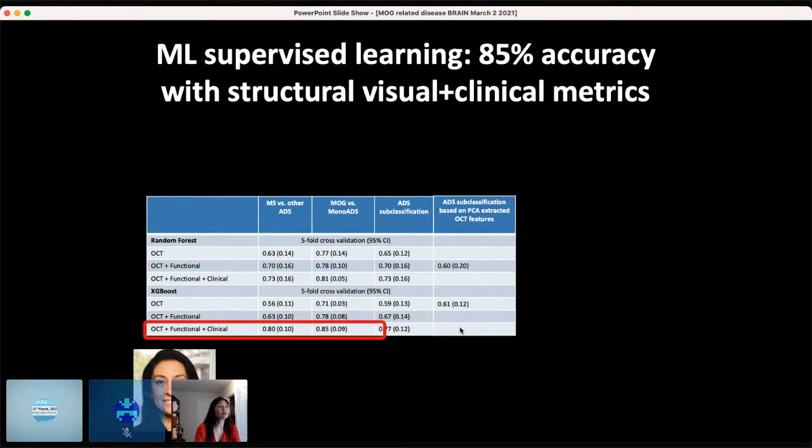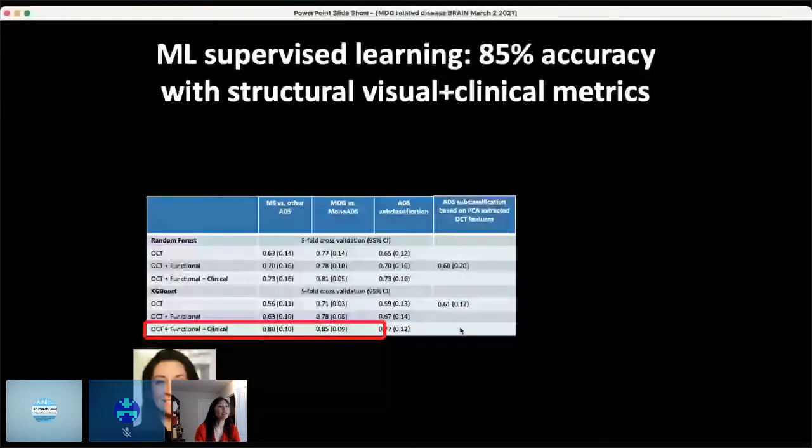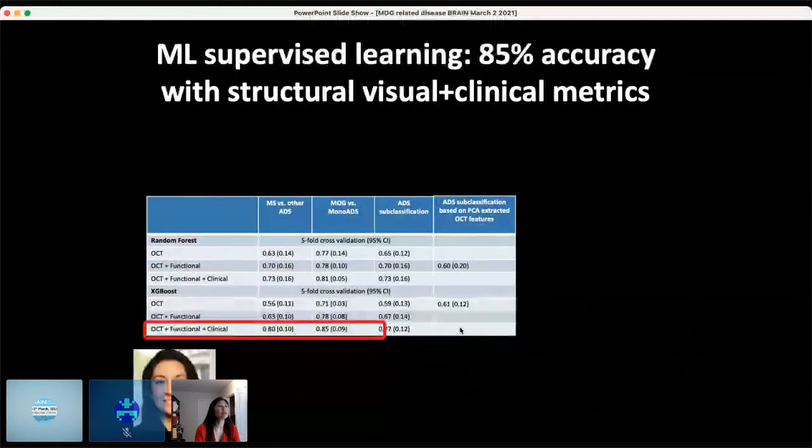This is work of Beza Sipsi, who is a fellow in my group and now is in Winnipeg, and we found that using this algorithm, we could predict MOG antibody disease with 85% accuracy using structural visual metrics and clinical metrics. So not bad. It appears that there is something very special and very typical in the eyes, and that we could potentially take advantage of machine learning metrics in the future.